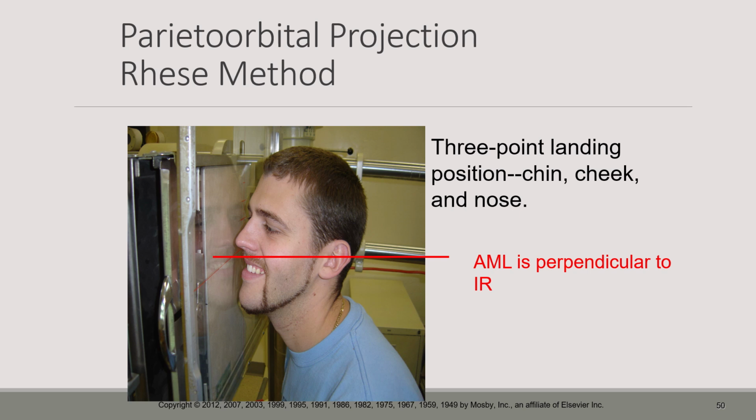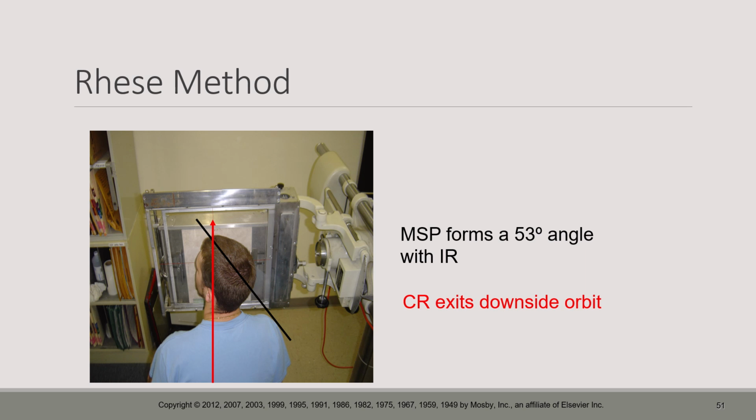The acanthial medial line runs horizontal, perpendicular to your image receptor. Okay. The only critique I have of this demonstration is the Bucky is too low. We need to center to the downside orbit, so raise this image receptor up about an inch. We're centered at the acanthion here, and that's a mistake. Okay. So direct the central ray perpendicular to the downside orbit. The mid-sagittal plane will make an angle of 53 degrees with the image receptor for the Reese method.